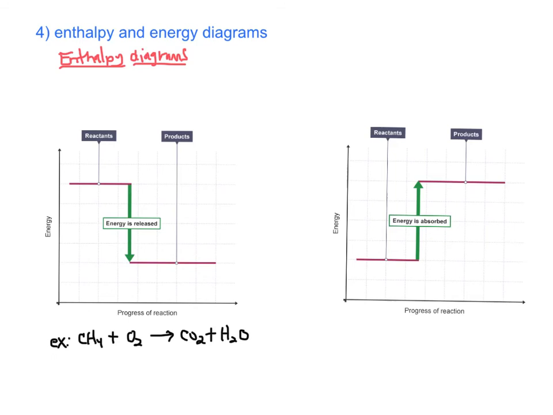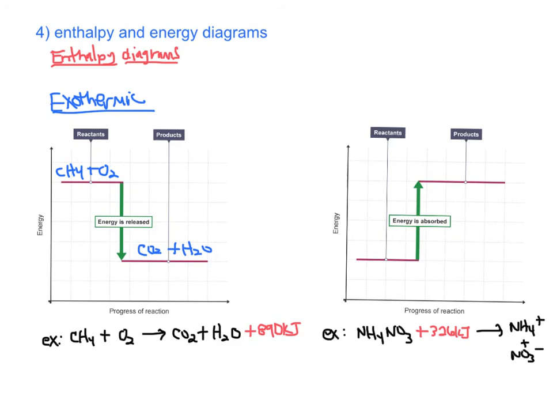So an example of that would be the combustion of methane. When you burn methane, 890 kilojoules of energy is released. So your reactants, your CH4 and your O2, are up here, and then your products have less energy than your reactants because this 890 kilojoules has been released in the process. So this, of course, hopefully you realize, is an exothermic reaction, or an enthalpy diagram for an exothermic reaction.